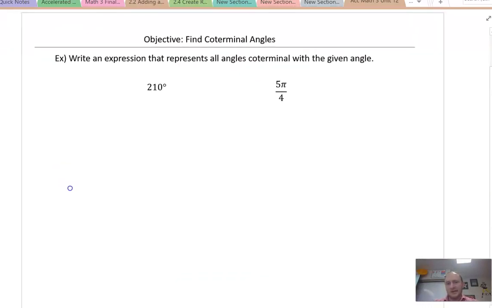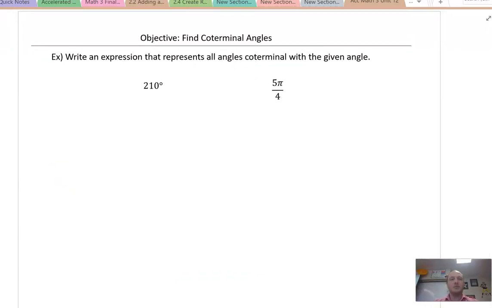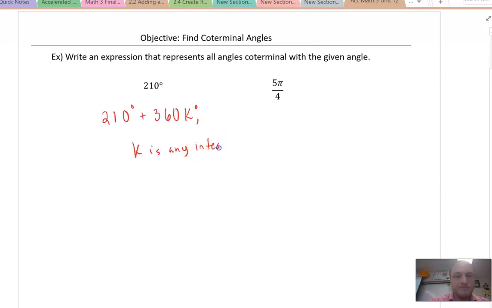Okay, so here's kind of a task. We're given some problems that say, write an expression that represents all angles coterminal with any given angle. So my angle here, 210 degrees, is in degrees. So what I'm going to do is add 360k degrees. So all of my angles are that. Okay, and I want to specify this, where k is any integer, so I cover all my cases.